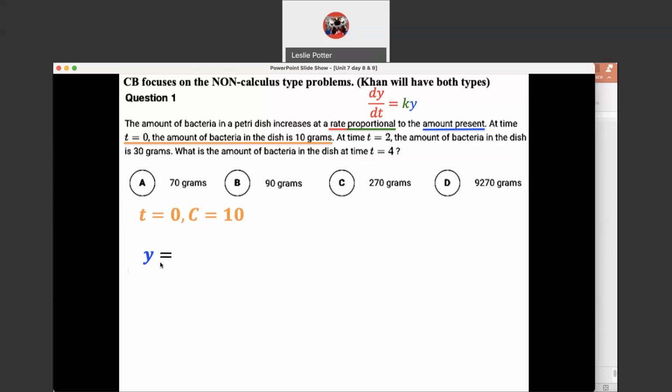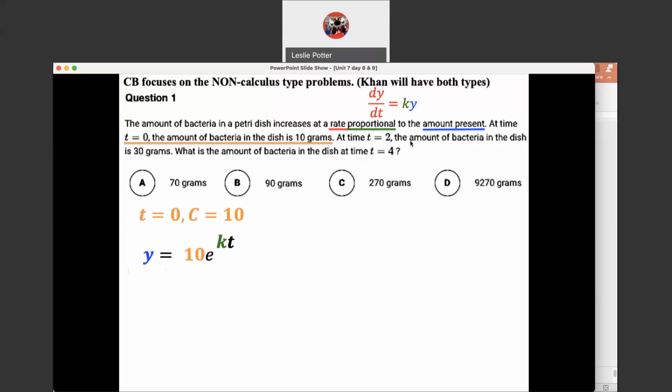I'm going to have you pause the video and see if you can write the equation without doing any of the calculus. Okay, if you're running the video, you've tried that on your own. So our particular solution is y equals 10e to the kt. We don't know what k is right now. We don't have a number here, a proportionality constant. We have to find that.